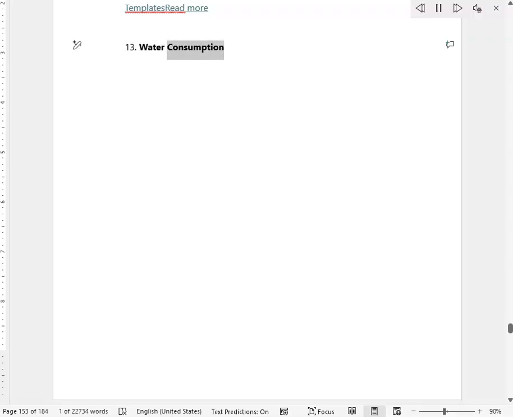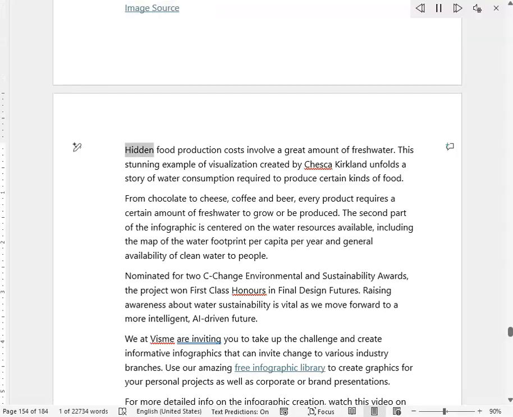13. Water consumption. Hidden food production costs involve a great amount of fresh water. This stunning example of visualization created by Cheska Kirkland unfolds a story of water consumption required to produce certain kinds of food. From chocolate to cheese, coffee, and beer, every product requires a certain amount of fresh water to grow or be produced. The second part of the infographic is centered on the water resources available, including the map of the water footprint per capita per year and general availability of clean water to people.